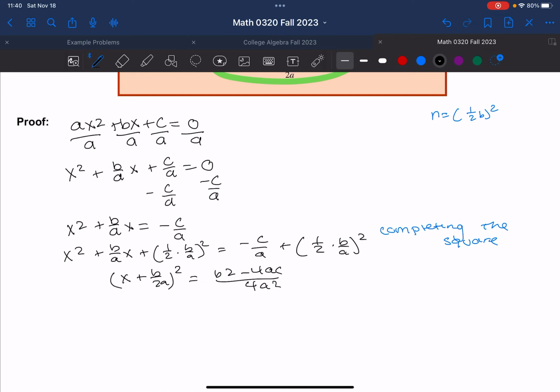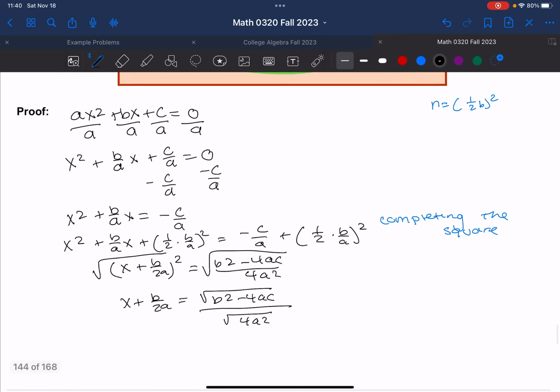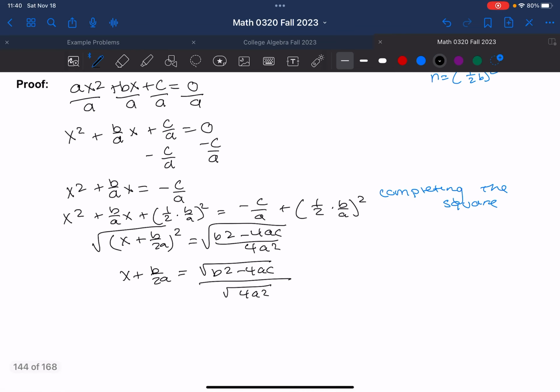Then what they did, since that first side is being squared, they took the square root of both sides in order to get rid of that square. So they're left with x plus b over 2a is equal to the square root of b squared minus 4ac over the square root of 4a squared. Okay. The denominator could simplify because we know that the square root of 4 is 2 and the square root of a squared is a. So we had x plus b over 2a is equal to square root of b squared minus 4ac over 2a.